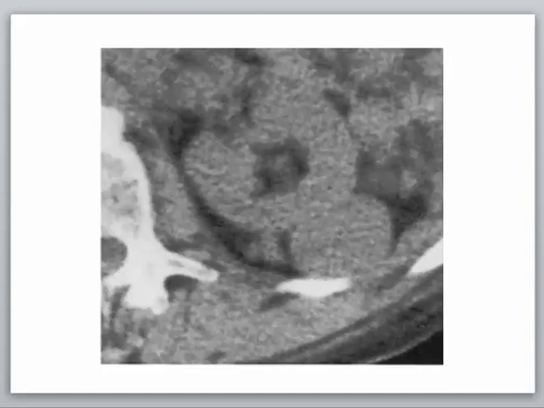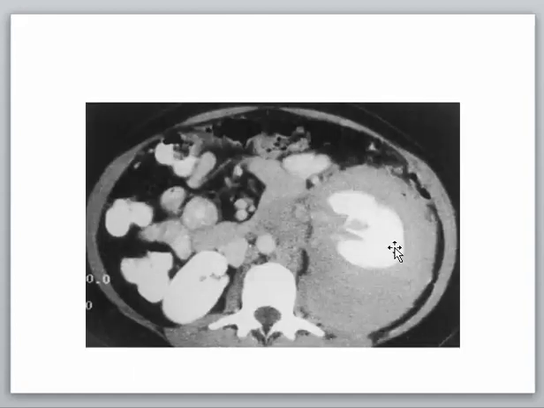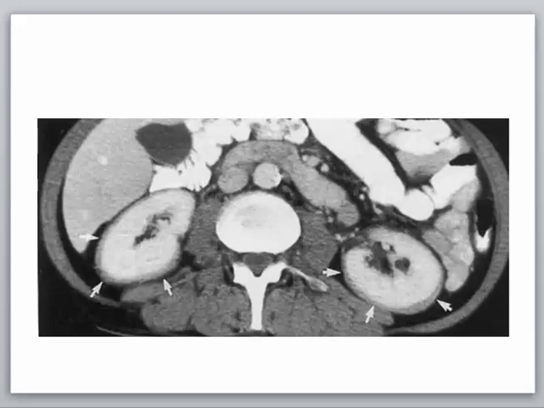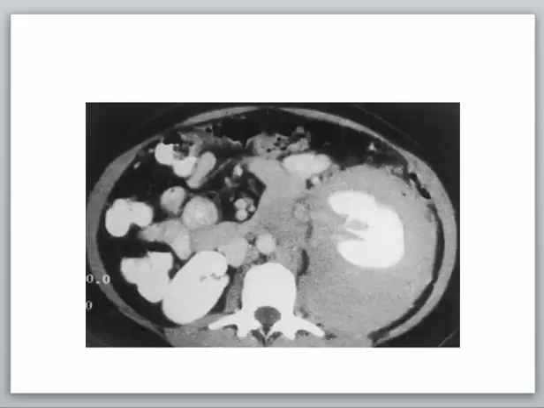The fourth one will be astonishing. This is the fourth one, which forms a large mass encasing the kidney. So now we have 4 types of perirenal lymphoma. Lymphoma as a nodule, lymphoma as multiple nodules, lymphoma as one layer bilateral, lymphoma as one mass encasing the kidney.